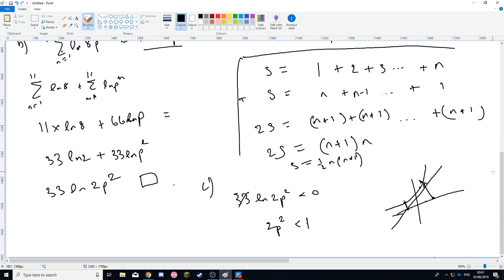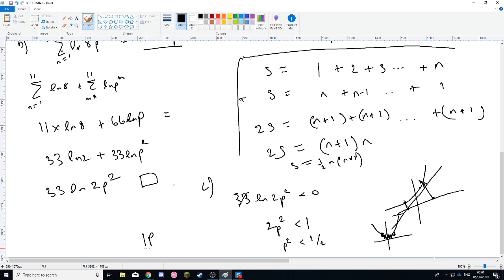Therefore, is this right? Yeah, that's right. Okay, p squared is less than a half, and now that is just a quadratic inequality, where you want to find the set notation for when it is less than a half. And because it's p squared, it's just a normal inequality. Am I missing anything? Yeah, that's fine.